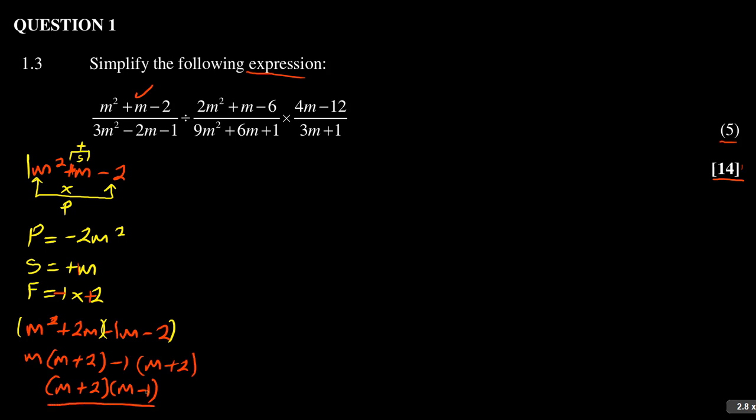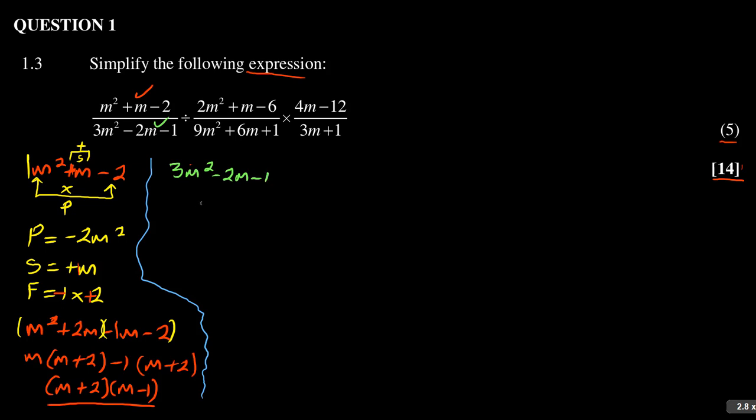There are many ways you can factorize, but this is the simplest or the best way that I always suggest to students to say, if you are factorizing, try to use the product sum method. Now moving on, we can also factorize the bottom, which is the denominator of that fraction, and I've got 3m squared minus 2m minus 1.